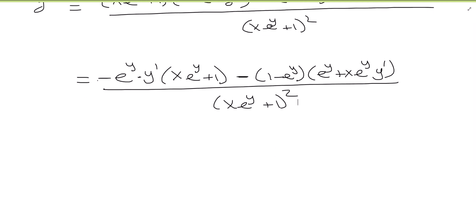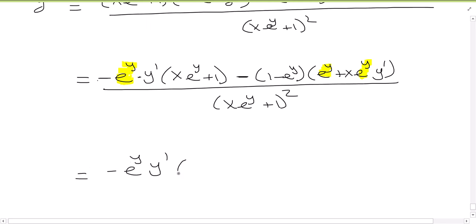So what I'm noticing, and hopefully you caught that as I said it, there's an e to the y here that's being multiplied, and there's an e to the y and e to the y here that I can take out. So when I take this one out, then I'm going to be able to take it out of the whole thing. So let me rewrite it. So it's e to the y prime times x e to the y plus 1 minus, so what I'm doing is I'm going to take this e to the y out, and I'll be left with 1 plus x y prime.